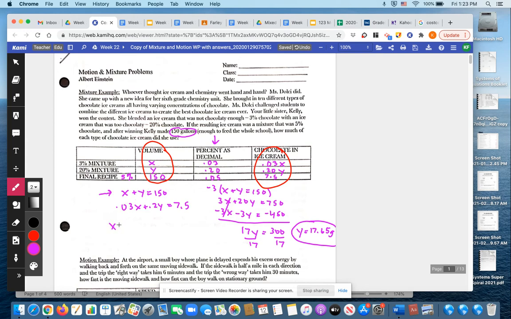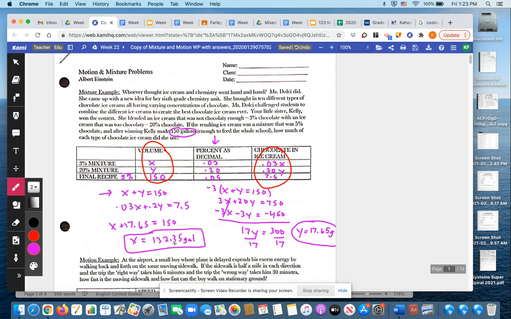So I get x plus 17.65 is equal to 150. Subtracting 17.65, again, further proof as to why a calculator is helpful. If we do that, I think we get 132.35 gallons. And friends, you just figured out what you need to do in order to get the most delicious chocolate ice cream flavor possible.